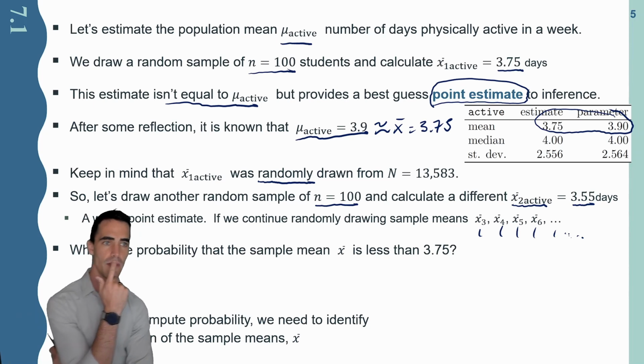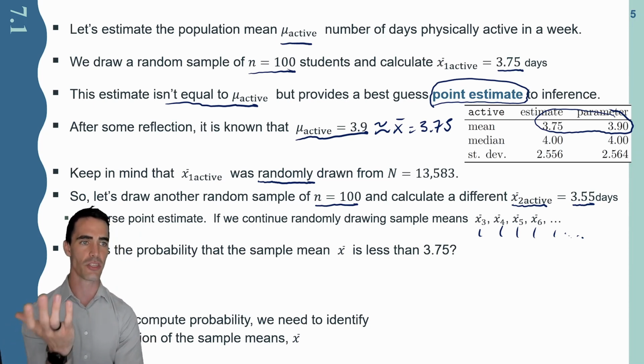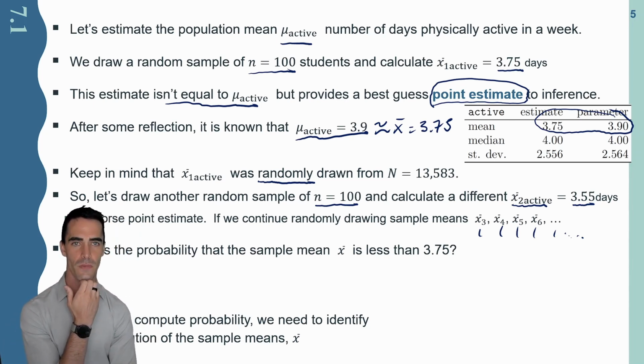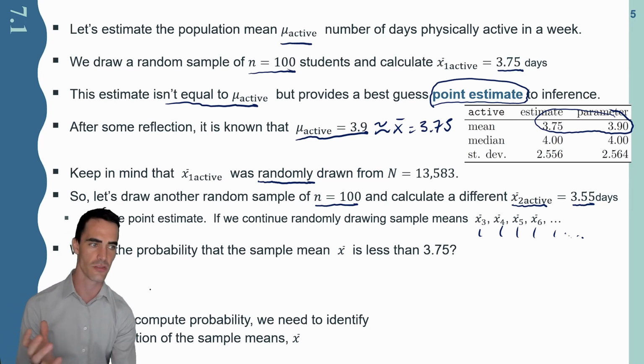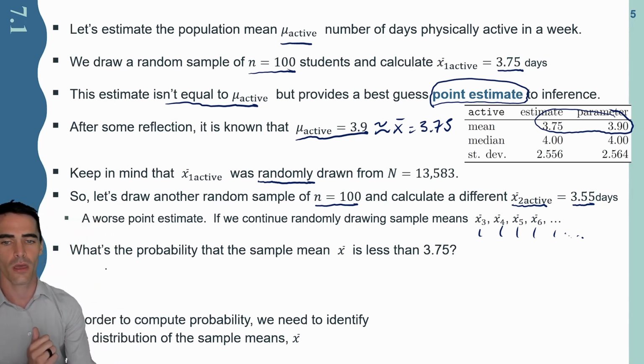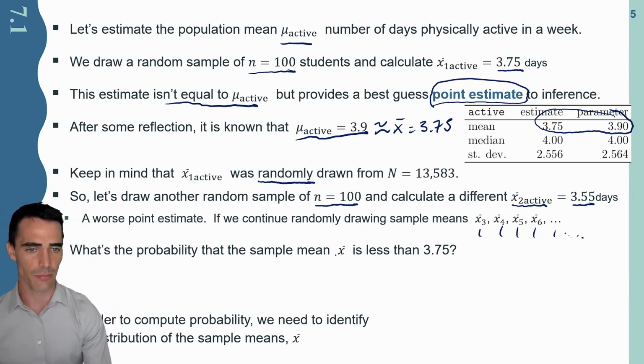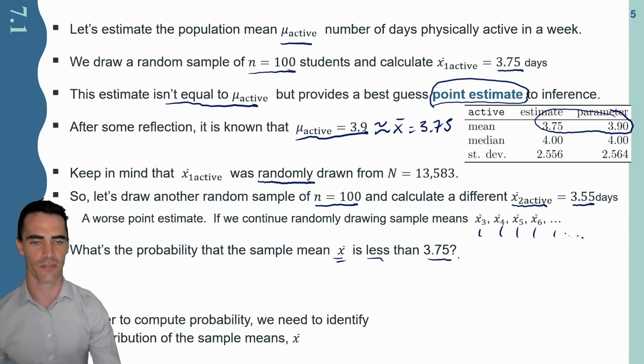Maybe what I'm interested in is how good of an estimate 3.75 is. We can actually answer that question. I can ask questions, for instance, like, let me slide out of the way here. What is the probability that the sample mean, x-bar, is less than 3.75 days?